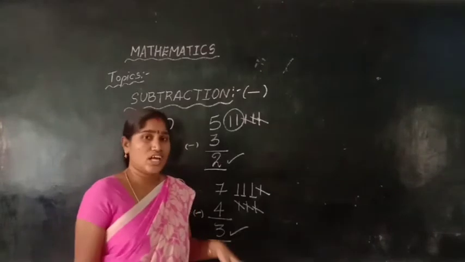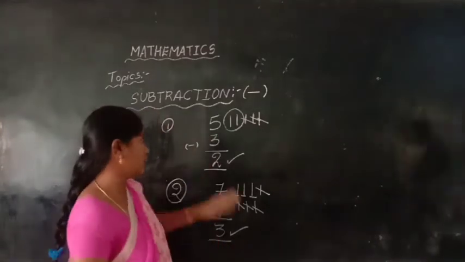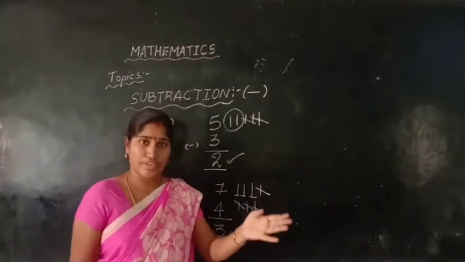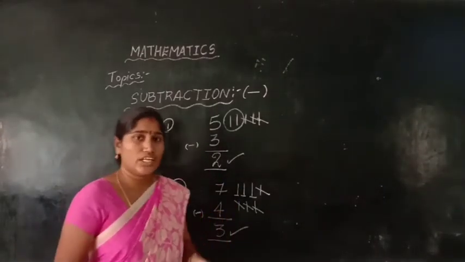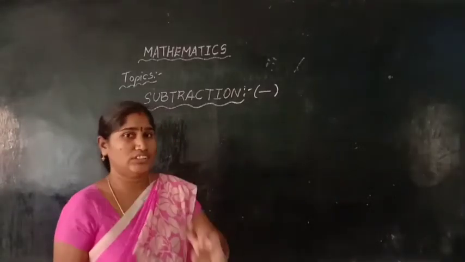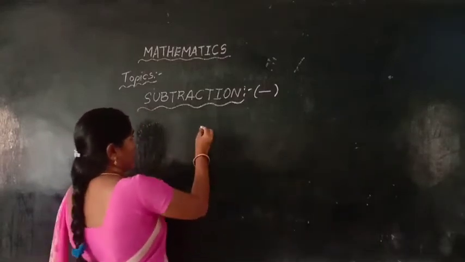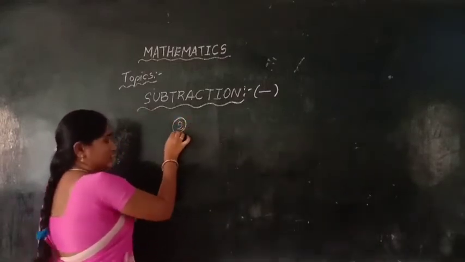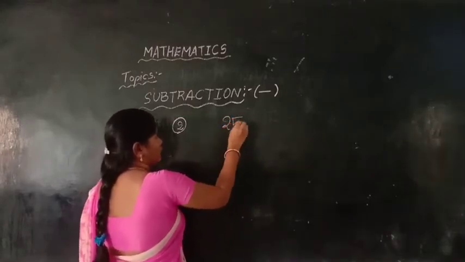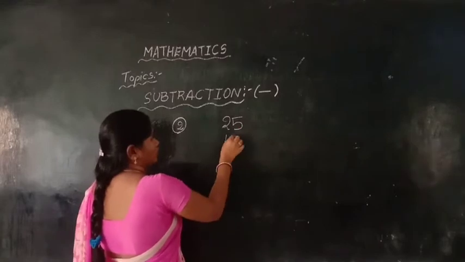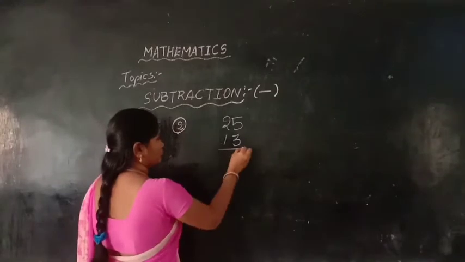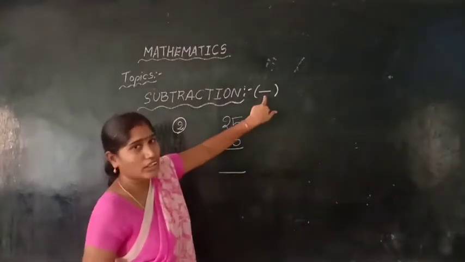I hope you understand, children, how to do the subtraction in single digit. Okay, children. Now we go to how to do the subtraction in 2 digits. Okay, children. Look here, all of you. Listen carefully. Okay, children. 25 and 13. 25 minus 13.